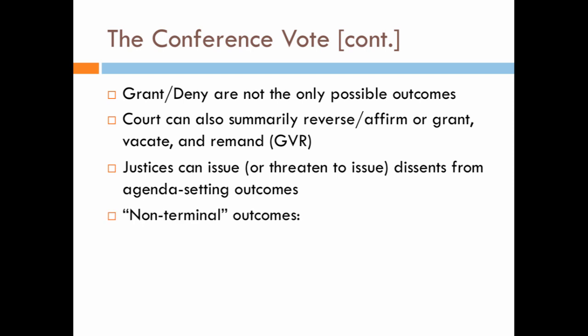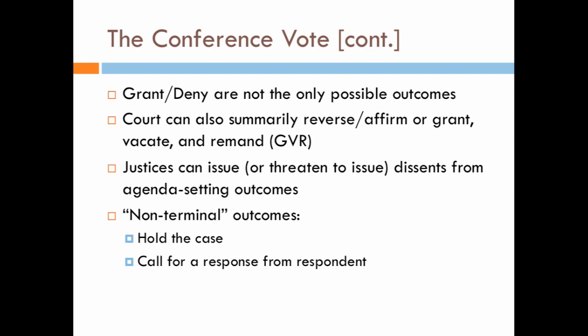There are also non-terminal outcomes that can happen at the agenda-setting vote as well. So the justices might vote to hold over a case, and that means that the court will wait to make a final decision about whether or not to review the petition because there's a pending case before the Supreme Court that could be related.